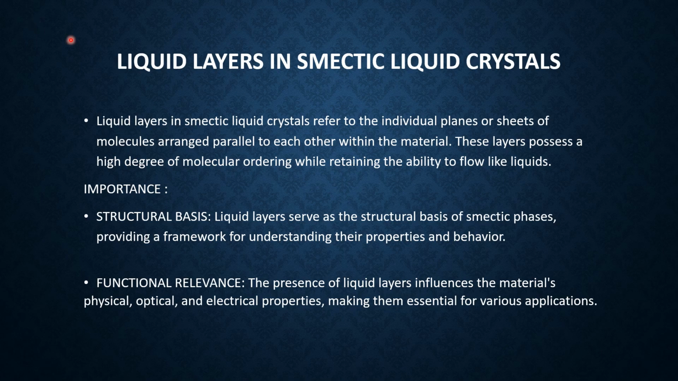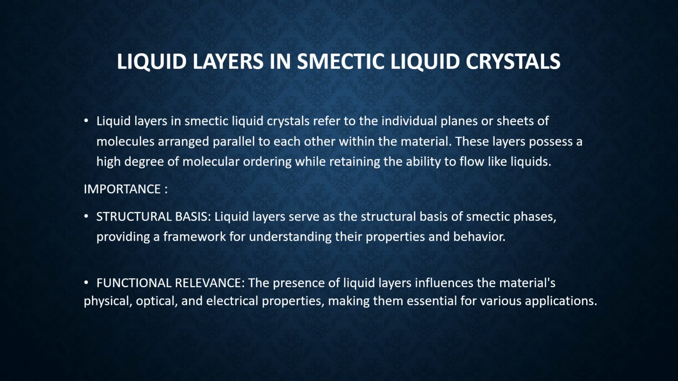Coming to the liquid layers in smectic liquid crystal. We'll see first what are these liquid layers in smectic liquid crystal. So these refer to the individual planes of sheets which are arranged parallel to each other within the material. These layers possess a high degree of molecular ordering while retaining the ability to flow.